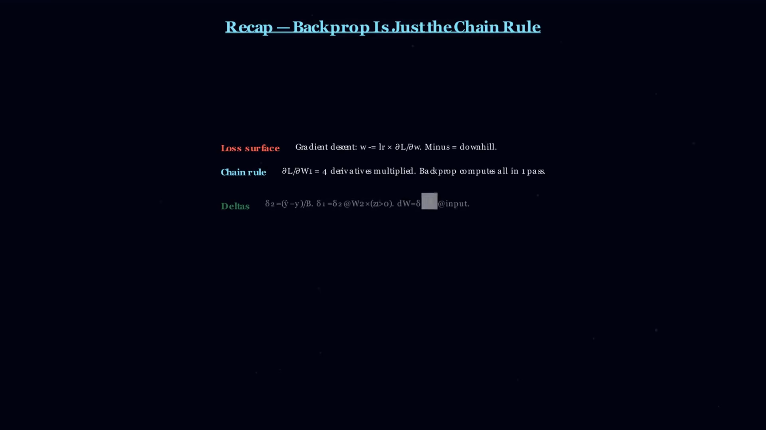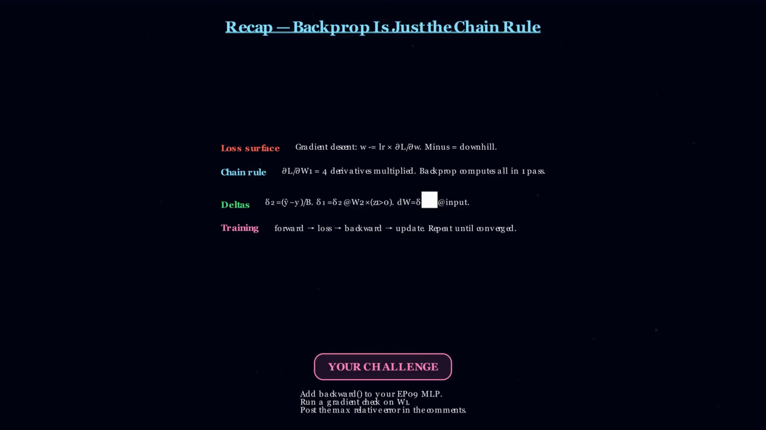Recap. What backpropagation actually is. Loss surface, parameter space landscape. Gradient descent. Subtract gradient times learning rate from weights. Chain rule. Del L slash del W1 equals del L slash del Z2 times del Z2 slash del A1 times del A1 slash del Z1 times del Z1 slash del W1. Backprop computes this in one backward pass.